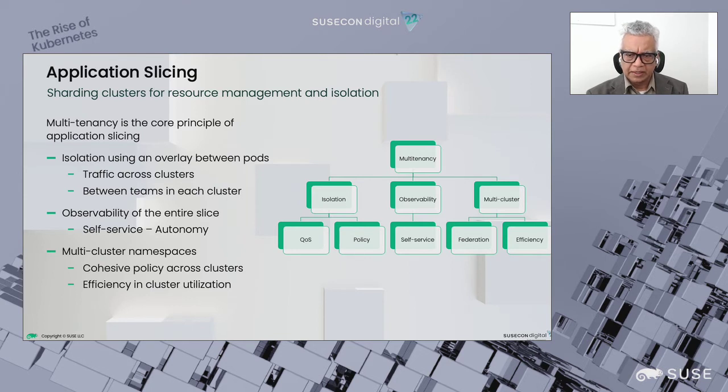And of course, what does isolation mean? That means on the network level and on a policy level, you're able to isolate. And observability means that each tenant can observe their own portion of the infrastructure and essentially do it on a self-serve basis, creating a tenancy without having to go through an IT department and so on. And finally, the ability to have a federation, meaning that you can take your slice and it can be across multiple clusters and they're all federated together. And obviously, by doing this, you get the efficiencies of not having to spin up multiple clusters. So that is a very important principle and what we've called application slicing.